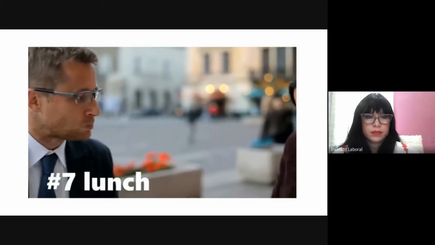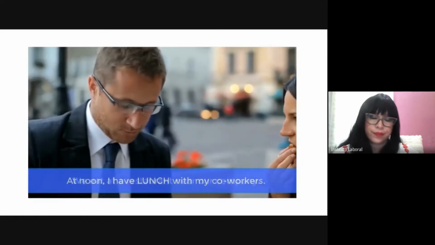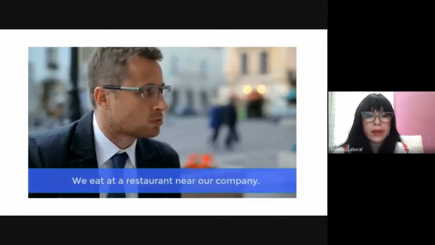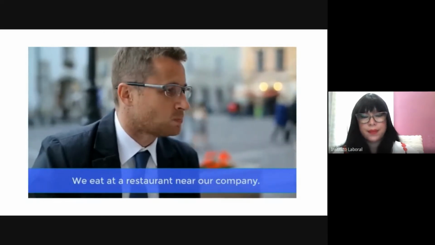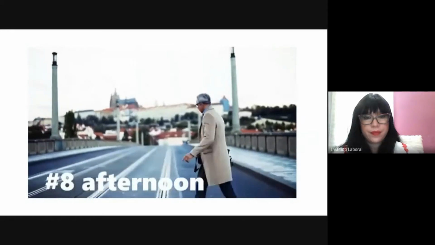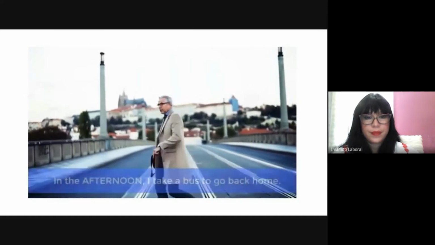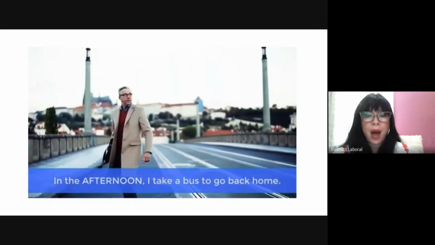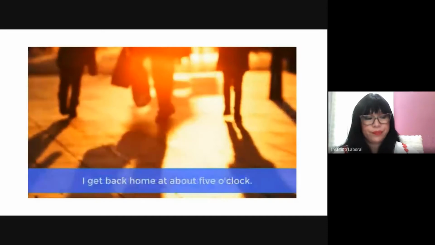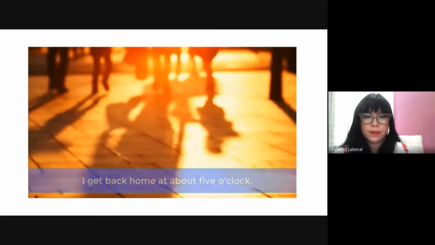Number 7. Lunch. At noon, I have lunch with my co-workers. We eat at a restaurant near our company. Number 8. Afternoon. In the afternoon, I take a bus to go back home. I get back home at about 5 o'clock.